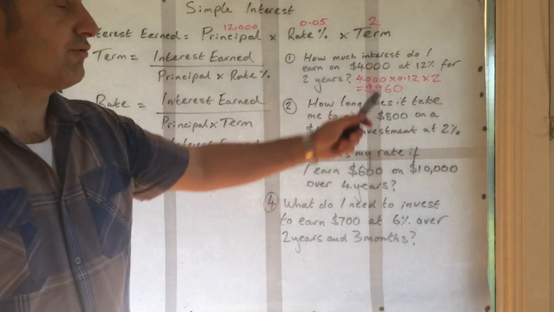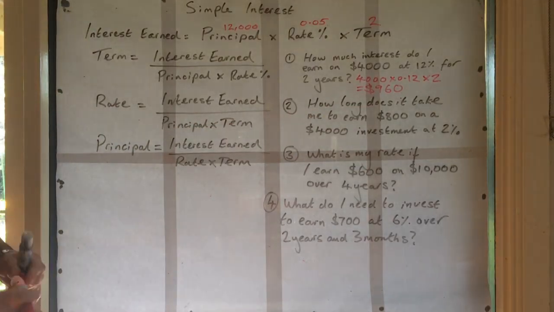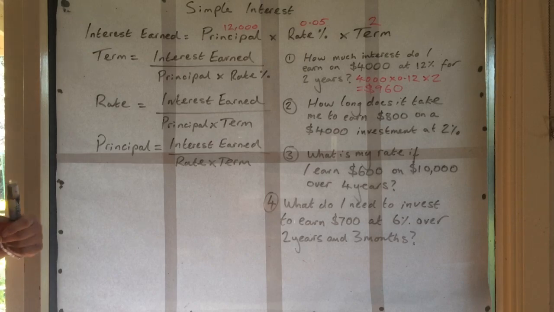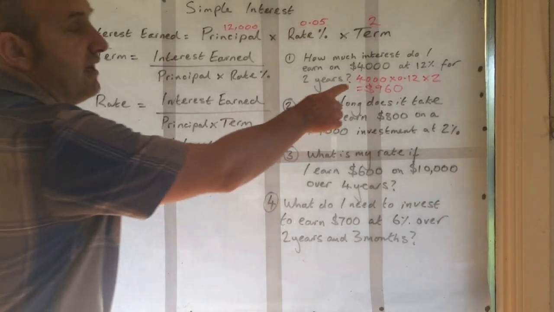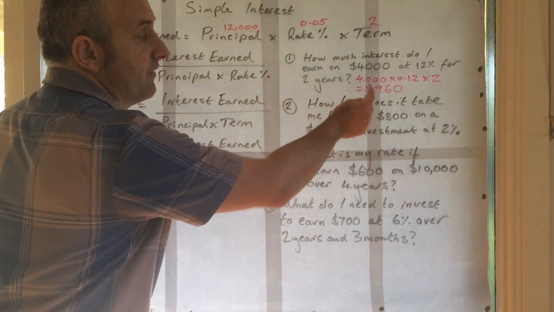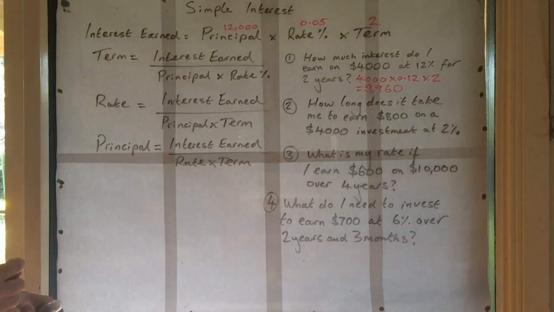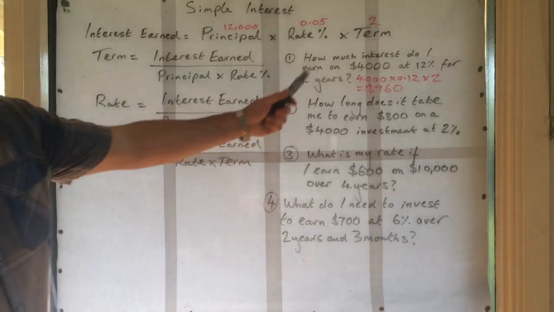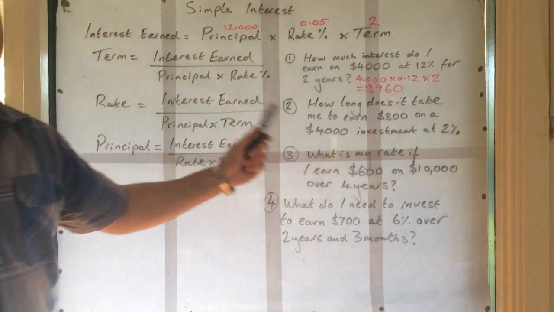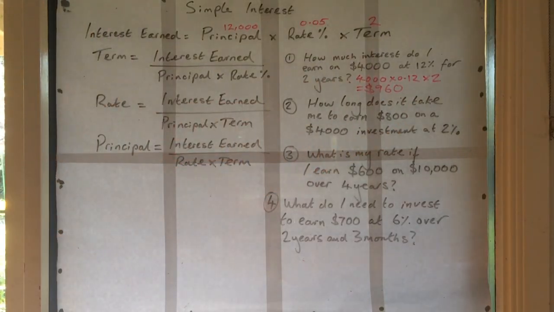So if somebody asks how much interest I earn, I earn $960. But if somebody asks, what's the balance after these 2 years, how much money is in the account after 2 years, then I would add these two numbers together, and I've got $4,960. That is the balance. But I'm not asking the balance, I'm only asking how much interest I earn, so I'd use this formula here.